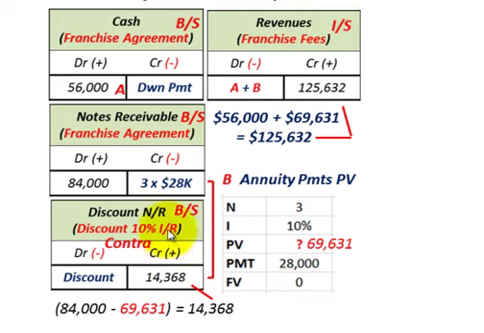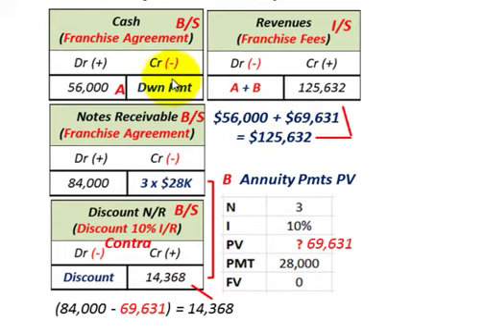Okay, so we've taken care of our case 1, where we had to set up our contra account, or our notes receivable at its present value. And then let's go back to our revenues. We didn't finish that. So revenues, those were the $56,000 cash payment plus the present value of those 3 payments, $69,631. So a total amount, credit your revenues for $125,632.